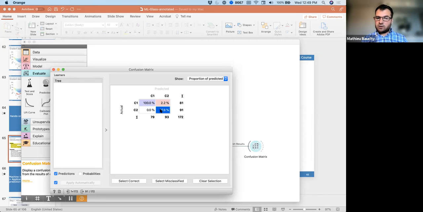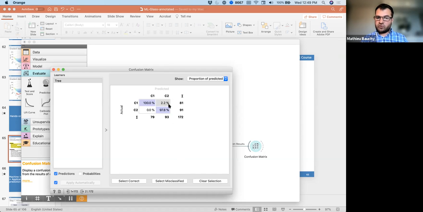Everything that is a diagonal box means that the model properly predicted the color of the data points. Everything that is non-diagonal means that the model got it wrong. And this is useful because now we can try to understand where the model goes wrong. So what I can do is say, I'm going to select all the misclassified data points.